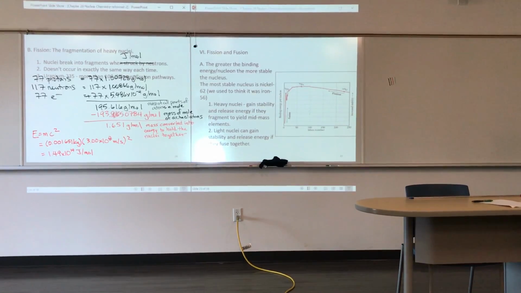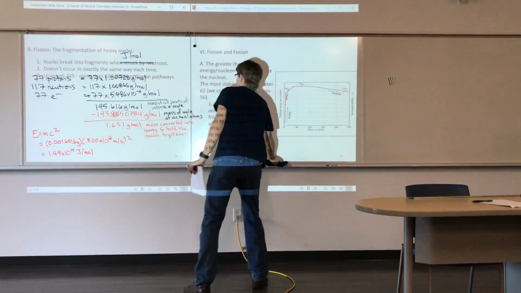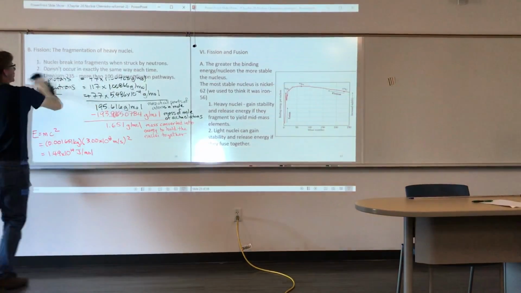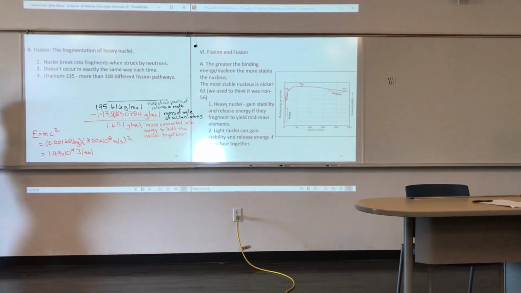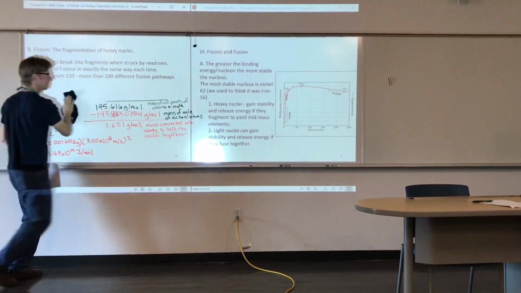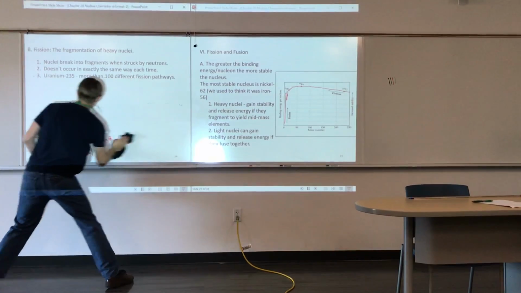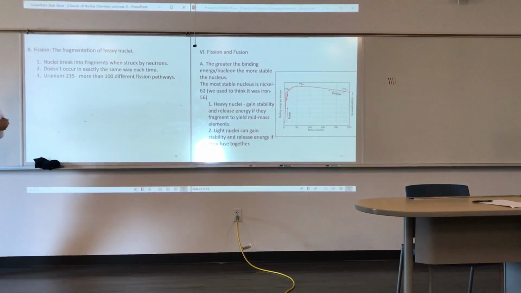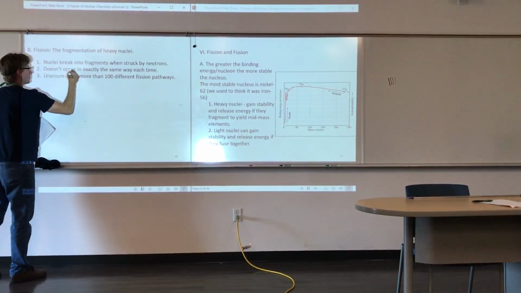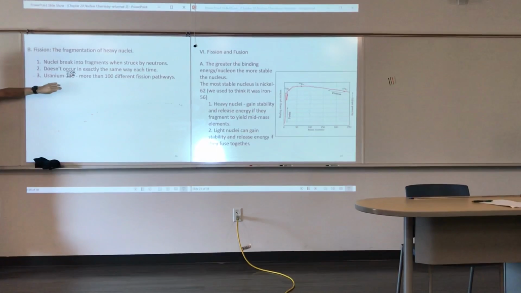All right, so a little more about the details that we will go into. Fission, the fragmentation of heavy nuclei. Nuclei break into fragments when struck by neutrons. It doesn't occur in exactly the same way each time. For example, uranium-235. The example I have in my notes is uranium-238, with more than 100 different fission pathways.